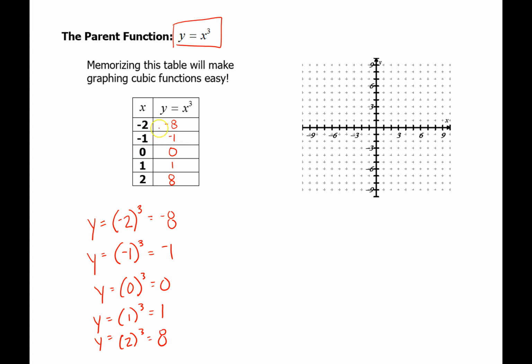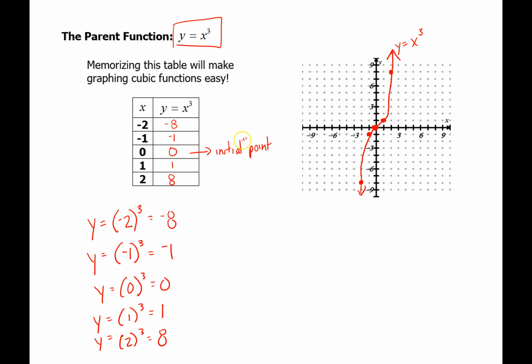So I'm going to start with my -2, -8, which is going to be down here. Then I've got -1, -1, 0, 0, 1, 1, and 2, 8. Okay, so let's look at what's happening here. That is our parent function for a cubic, x to the third. Now, I want you to notice that in the center of this point 0, 0, we're going to call that, for our purposes right now, the initial point.